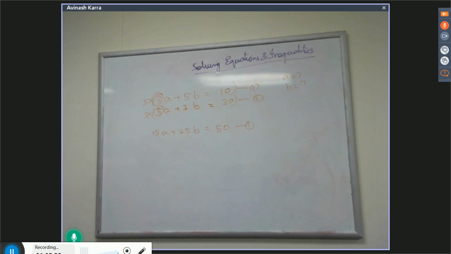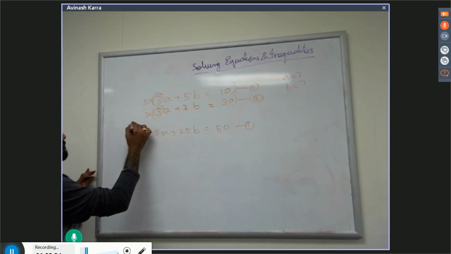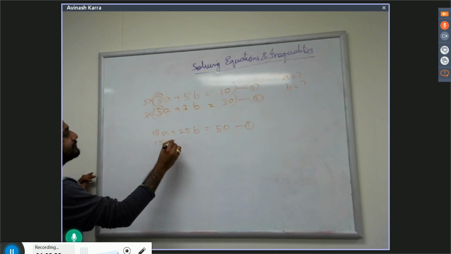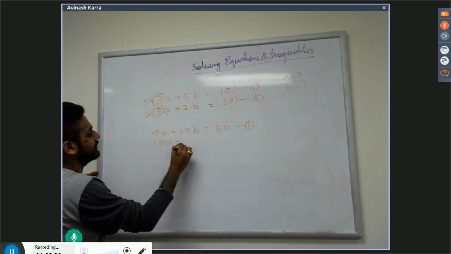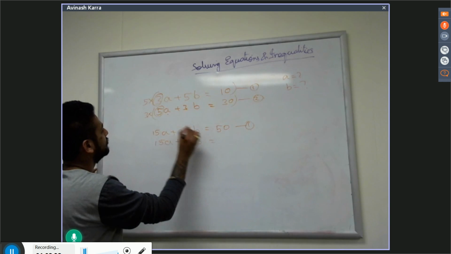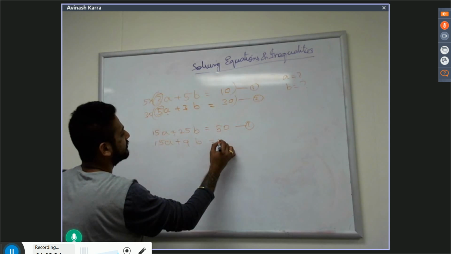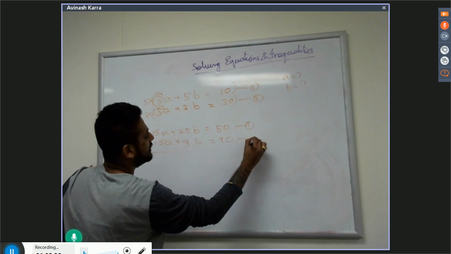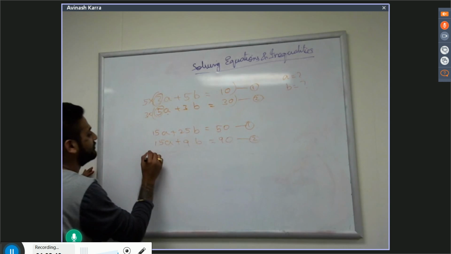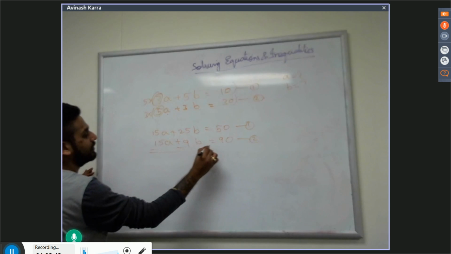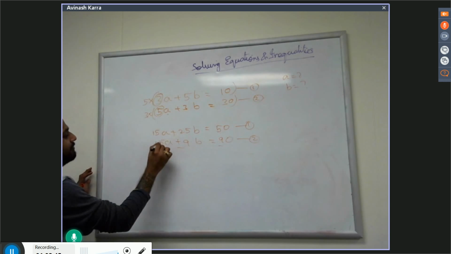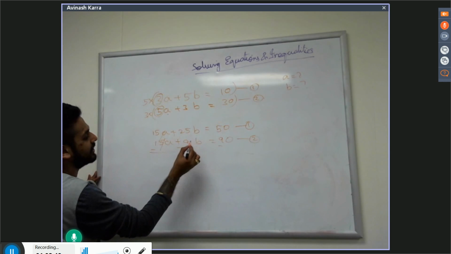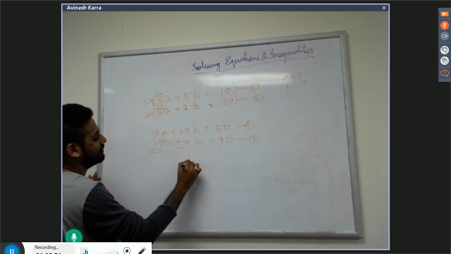So when I multiply with positive 3, I get 15a. 3 into 3 is 9b. 3 into 30 is 90. So now I'm subtracting equation 1 minus equation 2. What happens? Negative, negative, negative. 15a minus 15a, this goes off. 25b minus 9b, how much?